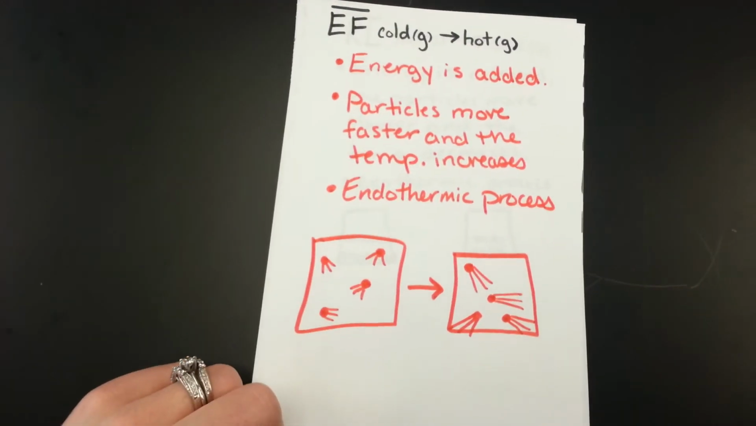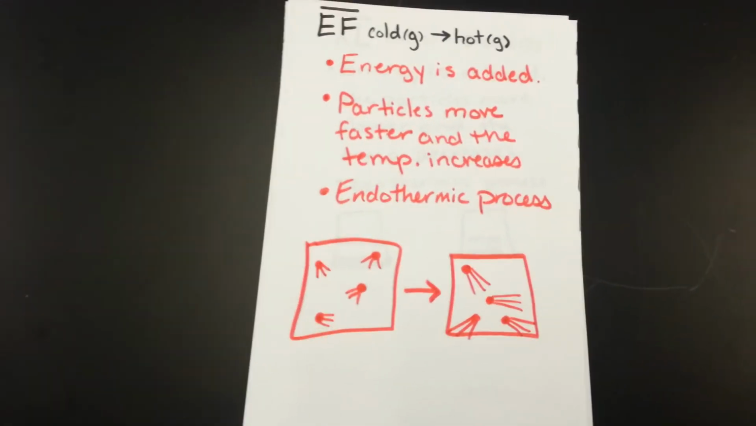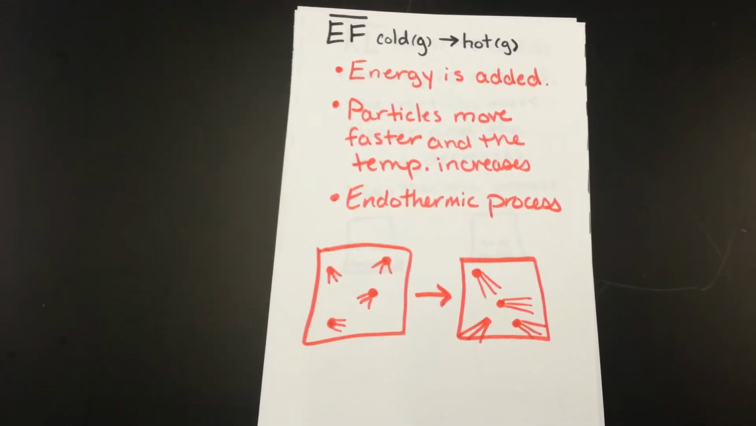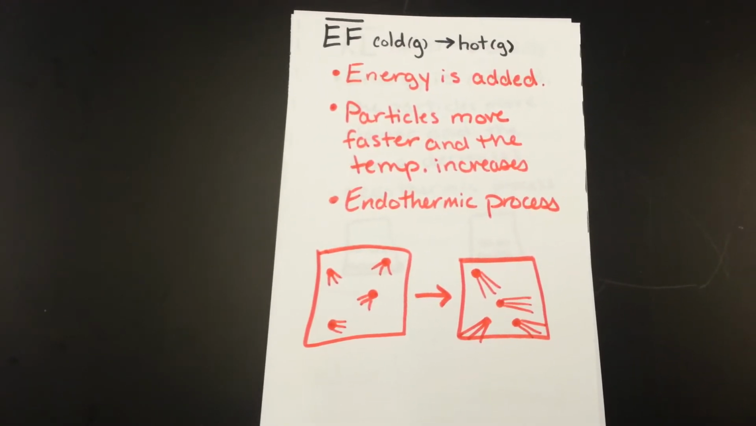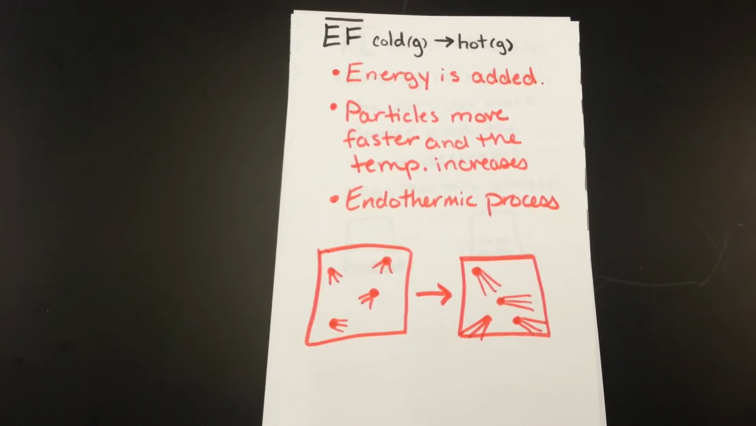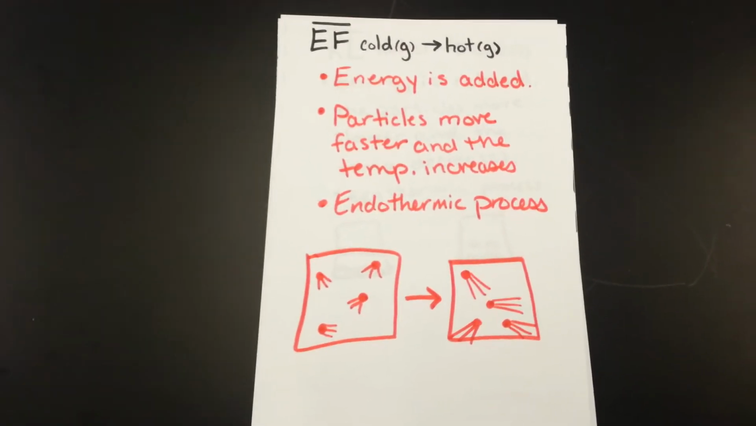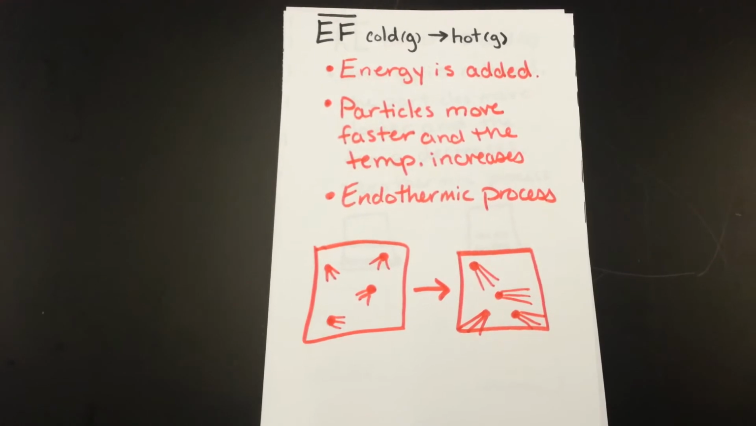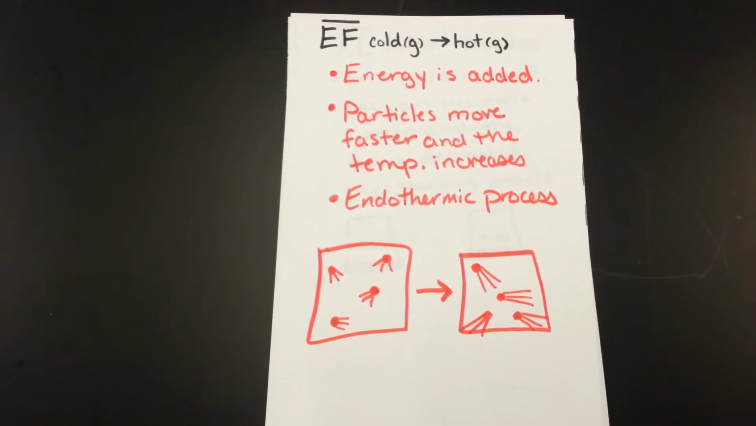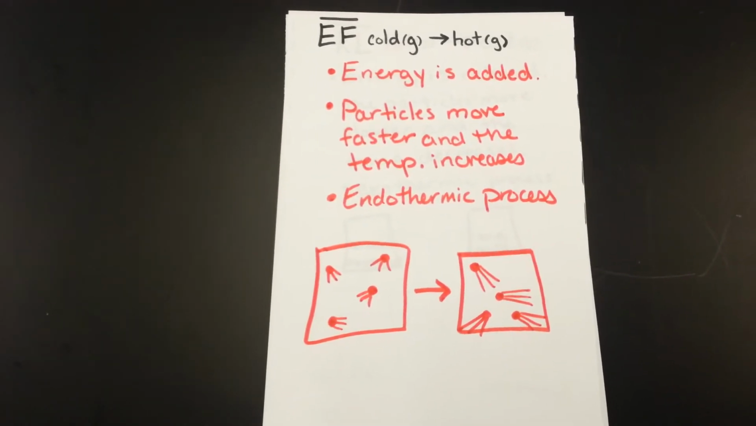So when we get above the DE line to the EF line, we're still in the gaseous phase. We're going from cold gas to a hot gas. Remember, cold and hot are relative. Energy is still being pumped in. Particles are still going to move faster when you heat them up, and so the temperature is increasing. Still endothermic, and you can represent this process by changing the length of your whooshies.